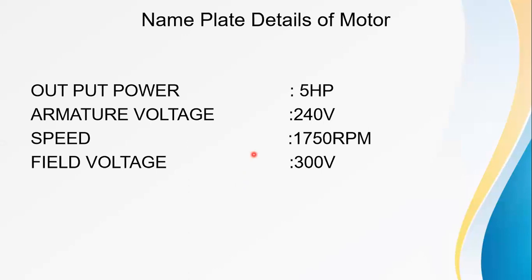Next, the nameplate details of the separately excited DC motor. The power is 5 HP, so we have to use a 5 HP DC motor in MATLAB Simulink, and the armature voltage is 240 volts. The rated speed of this DC motor is 1750 RPM, revolutions per minute, and the field voltage is 300 volts. These are the nameplate details of the separately excited DC motor.